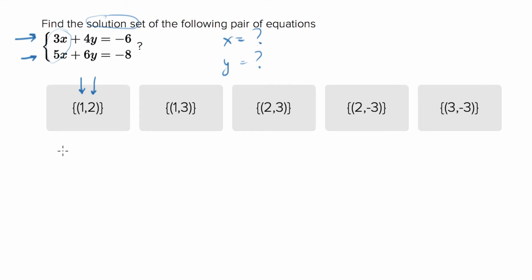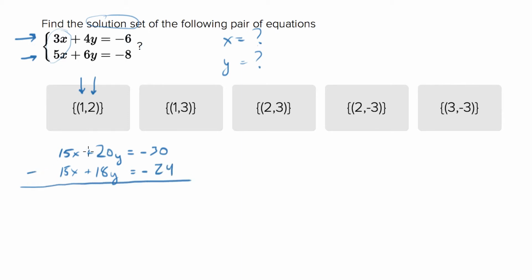So if we multiply the top by 5, we'll end up with 15x plus 20y equals negative 30. And if we multiply the second equation by 3, what we end up with is 15x plus 18y equals negative 3 times 24. Now what I'm going to do is line up the two equations and then subtract the terms against each other.